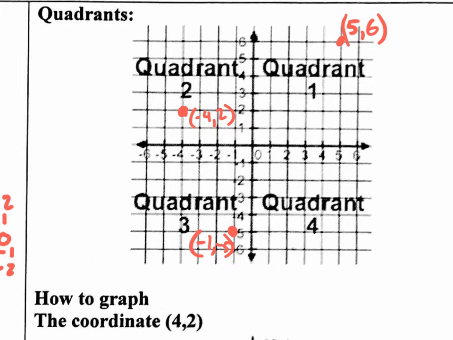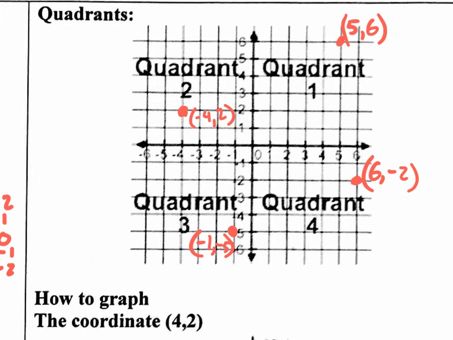In quadrant 4, if I pick a point, let's say I pick this one right here. What's that coordinate right there? 6, negative 2. Positive 6 on the x. Think about it. Positive 6 on the x, negative 2 on the y. As you can see, the x value is positive, the y value is negative. Any coordinate in quadrant 4 is going to be a positive x value and a negative y value.